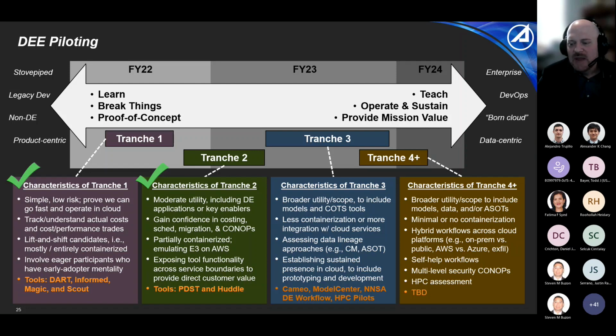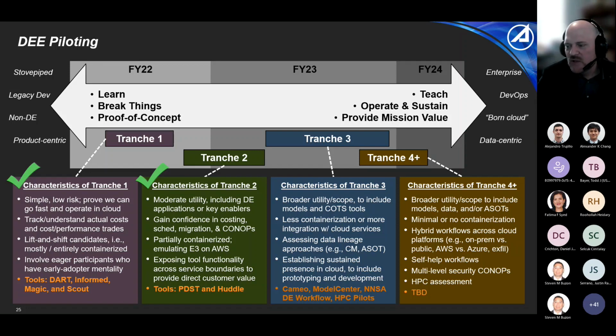Then Tranche 2, we increased the applicability and utility of what we were doing, tried to gain confidence in more of the ConOps related to working in the cloud. We had things that were partially containerized, and we got those to AWS, including exposing these to the customer. So now we had an instance where we deployed something to an environment that could be shared beyond our environment. In this case, it was GovCloud, and allowed customers to access that.